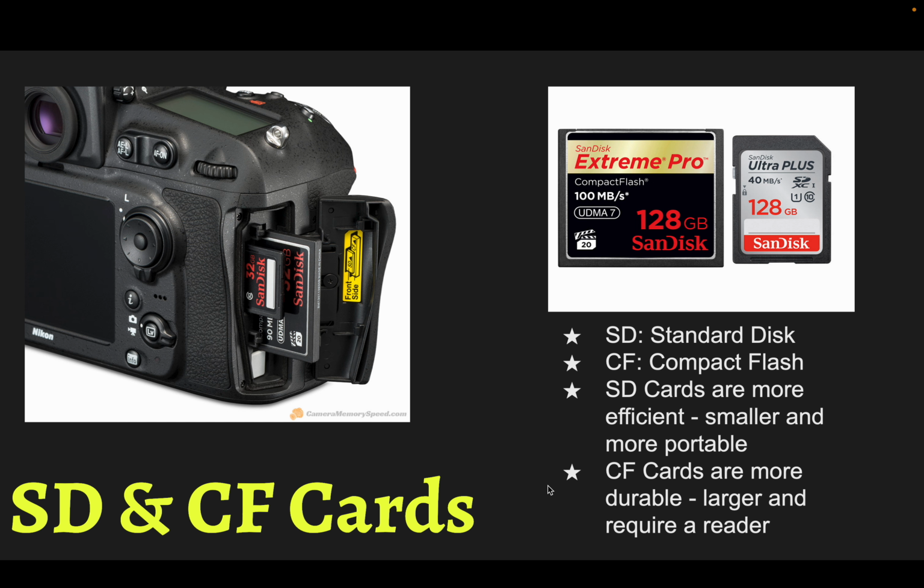So SD and CF cards, these are your storage devices or memory cards that you use to record images on. As you can see here in this camera, there is an SD card slot, which is a lot smaller, and then a CF card slot that is bigger. SD stands for secure digital, CF stands for compact flash. These are ways that you can record photos and videos onto the card, and then upload them to your computer or laptop and have your photos stored. As you can see, the SD card here is a lot smaller, more portable.